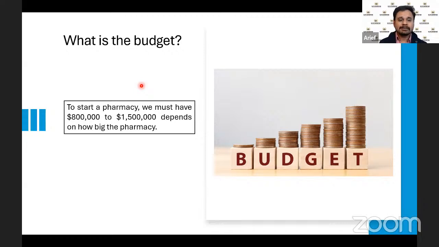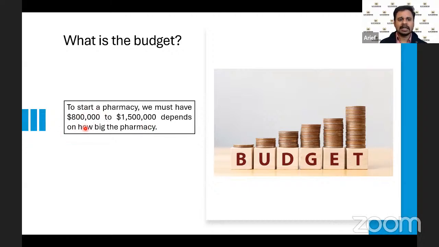Okay, so we must spend at least $800,000 to $1.5 million. So $800,000 in Indian rupees is roughly around 4.5 crore. It may go from 4.5 crores up to 12 crores. So that's the Indian rupees.